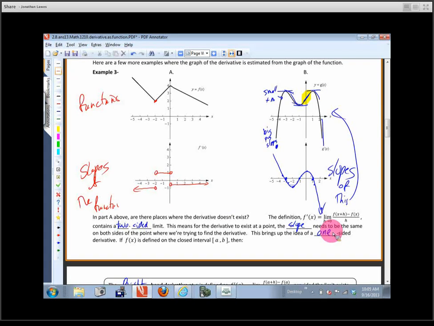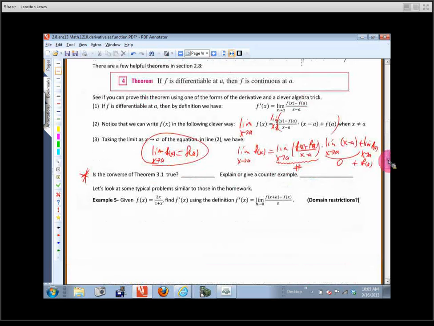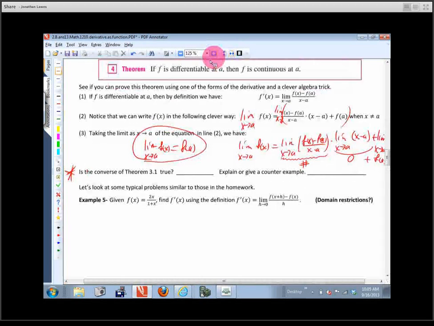Okay. That is a great segue into the question that I left you with, and it was this. We went through a proof to figure out that if a function was differentiable, then it had to be continuous. Is the converse of that true? If it's continuous, does that mean it's differentiable? No. Can somebody give me a counterexample? Jump one.